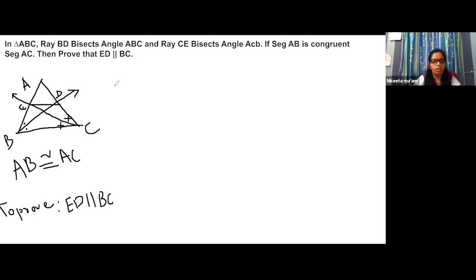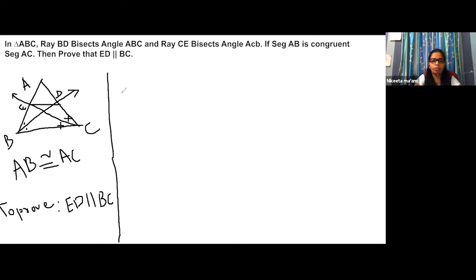So now look over here. What is given? You have to write everything in your given. In given, you will make the first point: ray BD bisects angle ABC. This will be the first given. The second point of given: ray CE bisects angle ACB. This will be your second given. And the third given is AB is congruent to AC.